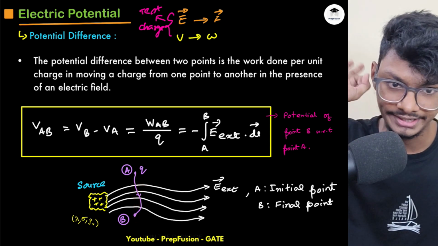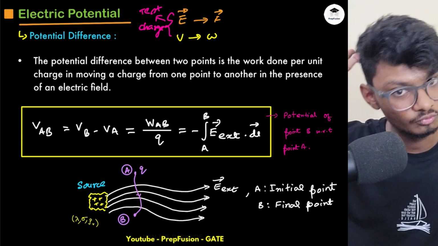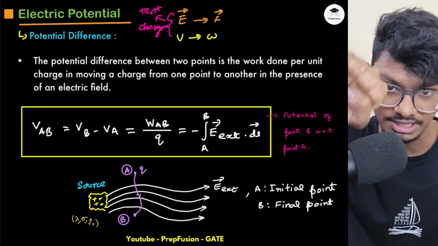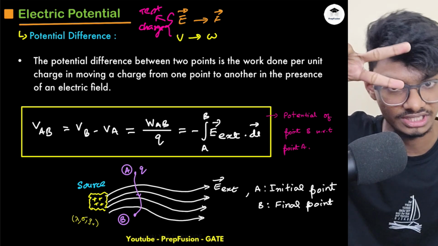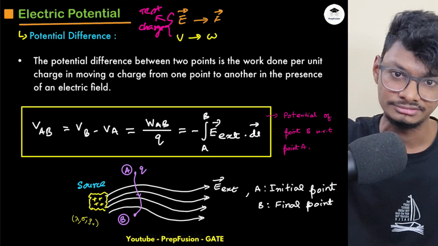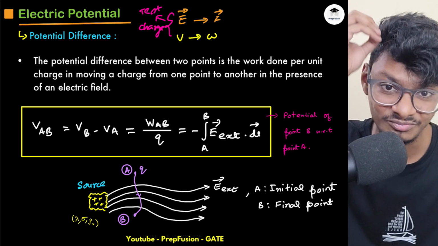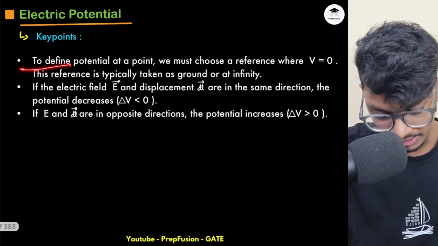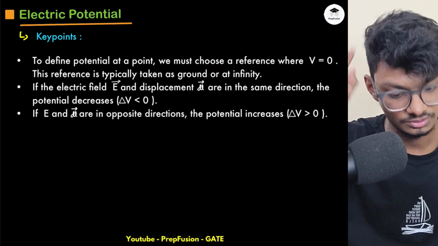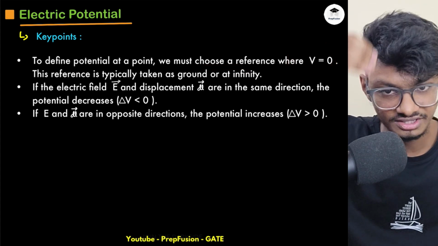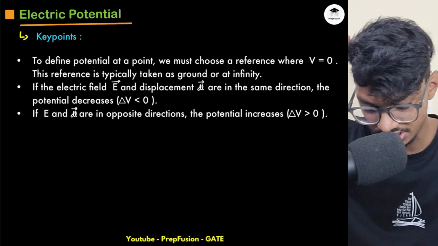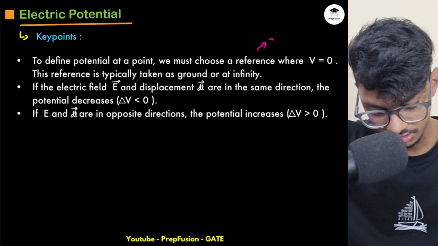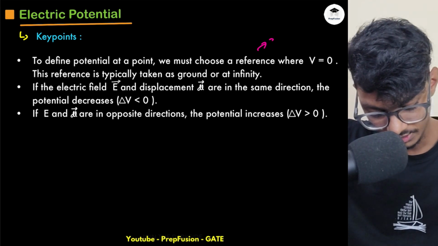Okay, so I hope you get the point. We'll just compute the work done, then divide by the charge. That will give me the electric potential difference between 2 points A and B. I know how to compute work done. Now calculating the electric potential is the simpler task. Just divide it by charge. To define potential at a point, we must choose a reference where the potential is 0. Generally it is chosen when the distance r is infinity.